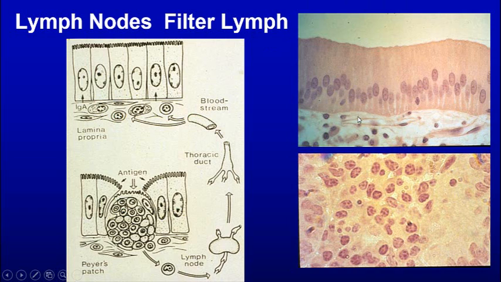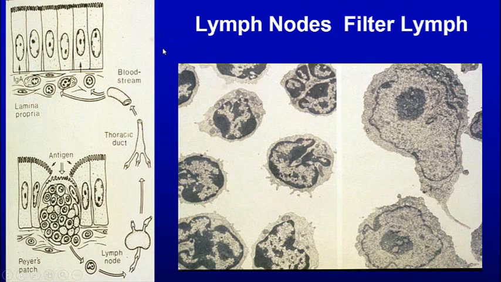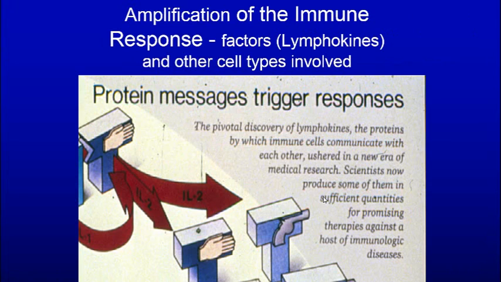And here we can see plasma cells, and there are lots of plasma cells here for the same type of principle. The lymph nodes, they filter lymph. As you know, we've got lots of lymphocytes through there that are located here with the little membrane cells on the surface. So for amplification of the immune response, there are different factors. There's leukokines and other cell types involved. So protein messengers trigger the response.